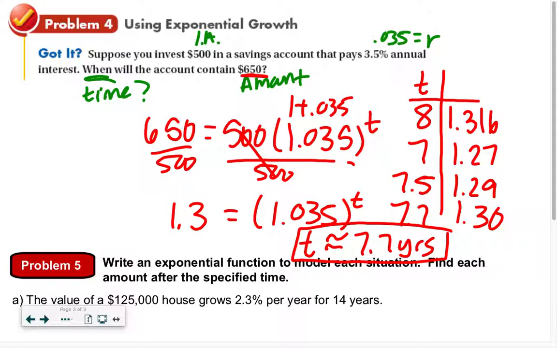Say that again. Could you plug that in for T and see if we get... Well, we know this is 1.3. 1.3 times 500 better be 650.